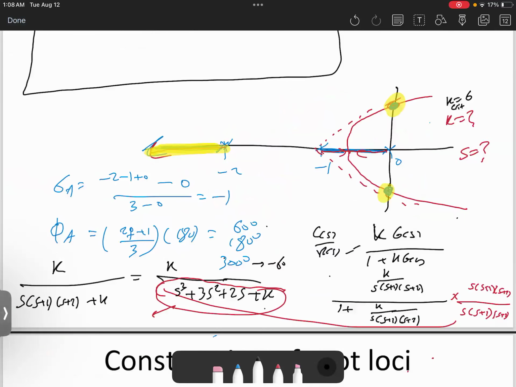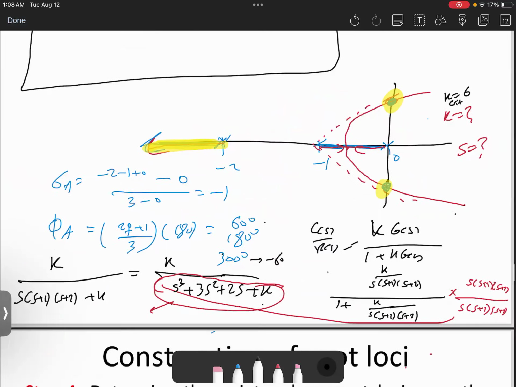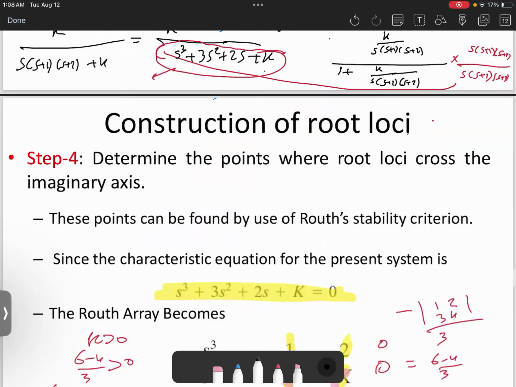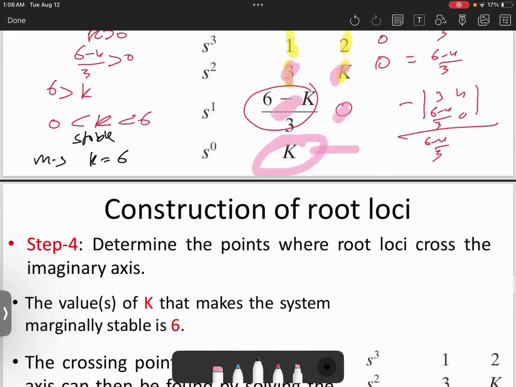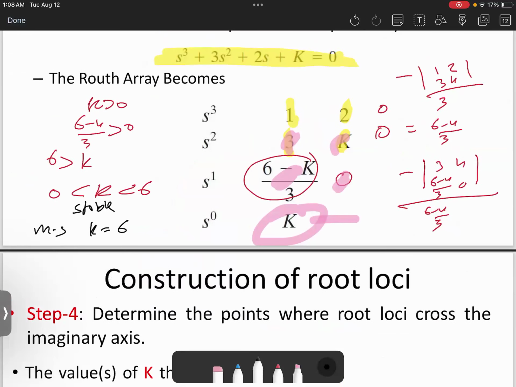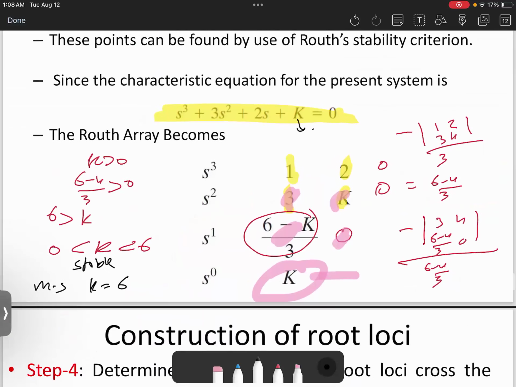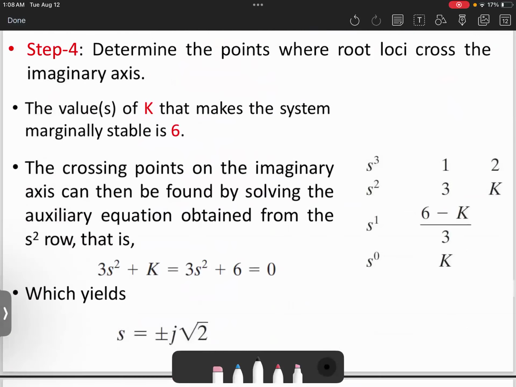So when you do your controller design, you need to keep in mind: don't exceed the critical value. Don't increase k more than 6. The next thing is to calculate s. Where is the location when the value k equals 6? Basically, you will substitute k equals 6 here, then try to calculate the poles.